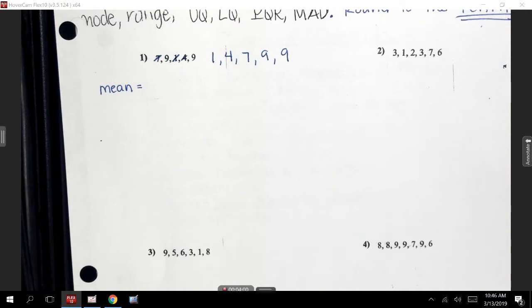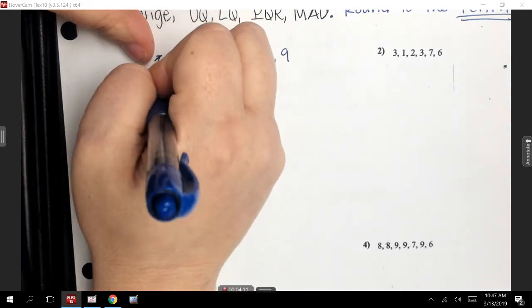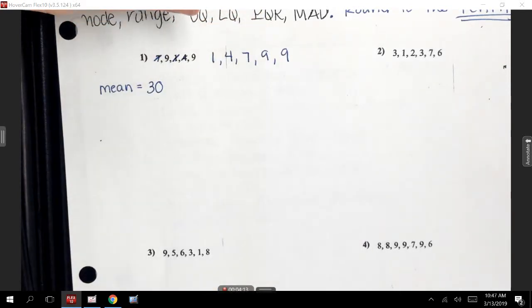How do I do that? What do I do first to find the mean? This is from last week. Amaya? Add all the numbers up. So I'm going to add them all up. Anahi, what does that give me? 30. After I add them, I'm still not done. What do I still have to do? What do I still have to do, Kelsey?